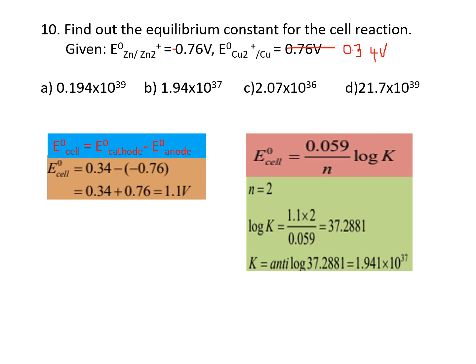So 1.1 into 2 divided by this. 1.1 is E naught of the cell, 2 is the number of electrons, divided by 0.059. So what is the value of log K? K is equal to antilog of this value, which gives 1.941 into 10 to the power of 37. This is B. B is the answer.